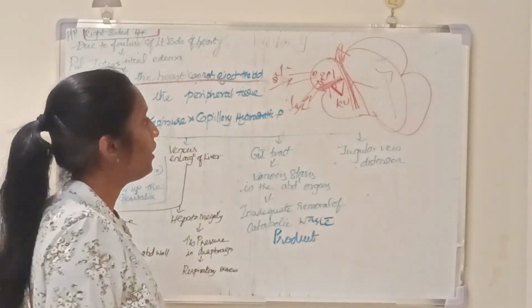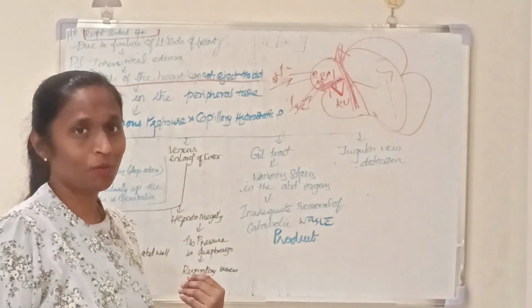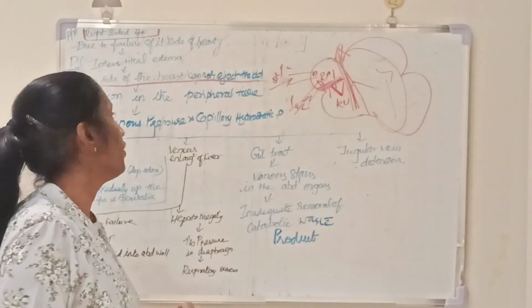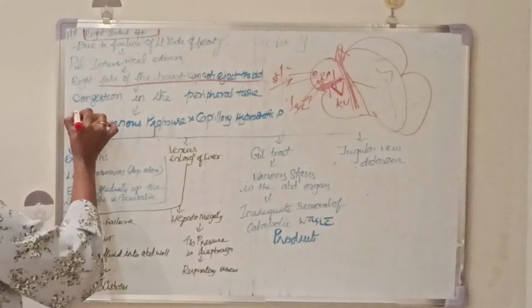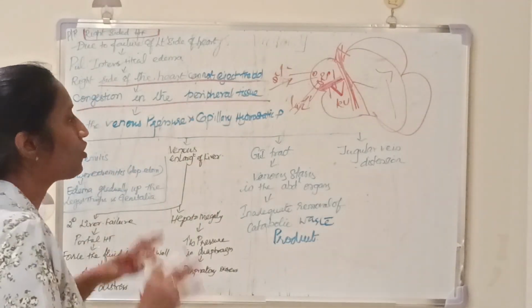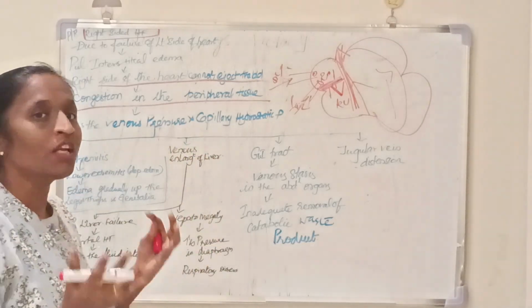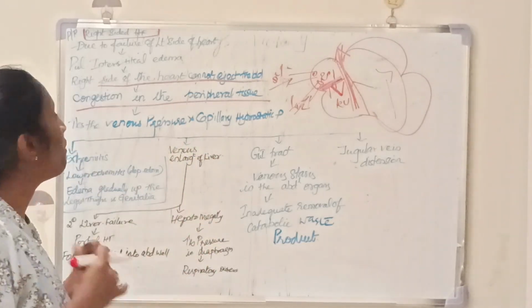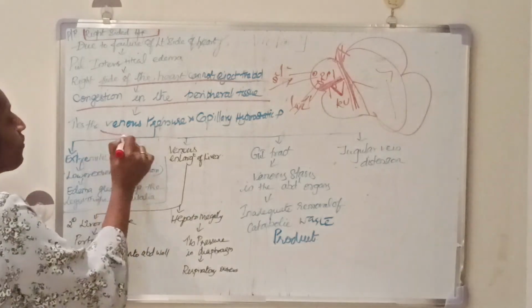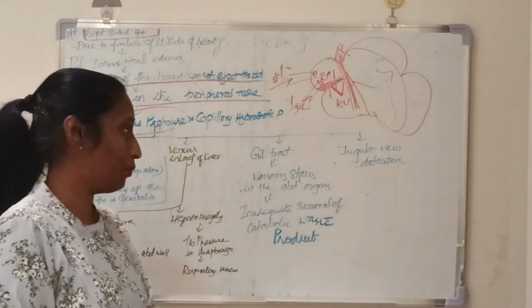So what will be happening? It cannot receive the blood from the lower parts of the body and the upper parts of the body, so it may lead to congestion in the peripheral tissue. Congestion in the periphery. So the organs and body tissues get fluid congestion, which may lead to increased venous pressure and capillary hydrostatic pressure.